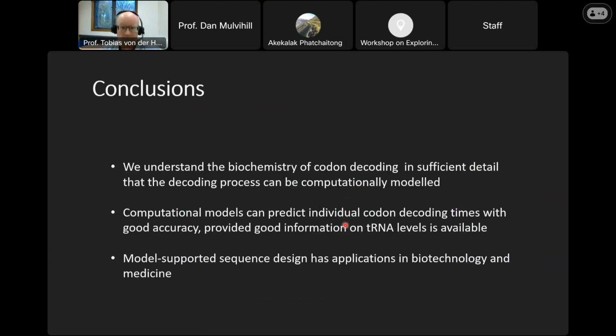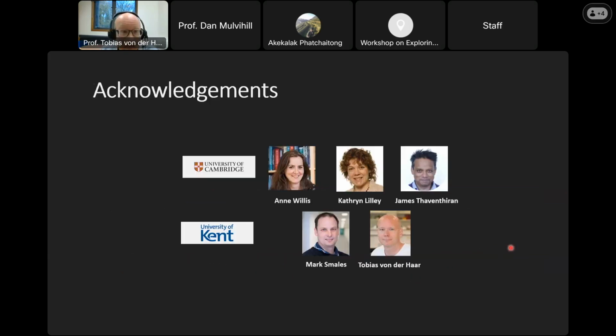So in conclusion, we now understand a lot about the biochemistry of codon decoding, and we can use that to computationally model how fast codons are being decoded. We can predict codon decoding times with good accuracy, provided we have good information on tRNA levels, and we do that in fungi, but in mammalian cells, where tRNAs are transcriptionally regulated, that is still a real challenge, and we're much worse for mammalian cells than we are for fungi. And model-supported sequence design has applications in biotechnology and in medicine.